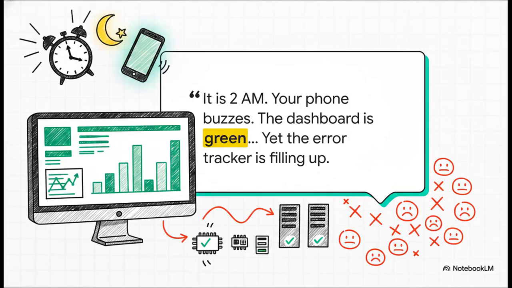It is 2 a.m., your phone buzzes. The dashboard is a wall of green, yet the error tracker is filling up with user complaints. This right here is the ultimate 2 a.m. panic moment. Your CPU is totally nominal, memory's fine, disks are healthy, and all your standard health checks are passing with flying colors. Everything looks perfectly, beautifully healthy. But the reality is, absolutely nothing is working. Standard monitoring has completely and utterly failed us.